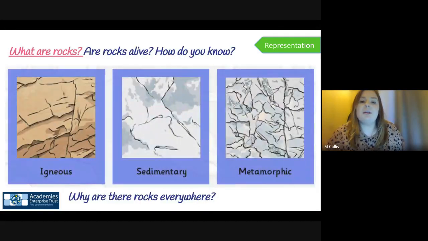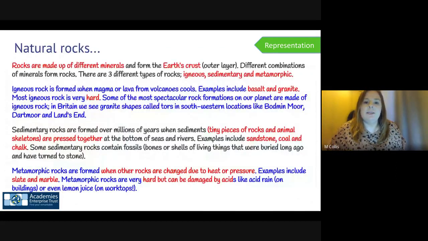The 3 types of natural rocks are igneous, sedimentary, and metamorphic. If you think back to the key vocabulary slides, these are the key words that I want you to be able to use this lesson. The difference between them, we'll talk about in a minute. Rocks are made up of different minerals and form the Earth's crust, the outer layer of the Earth. Different combinations of minerals form rocks, and there are 3 different types: igneous, sedimentary, and metamorphic.